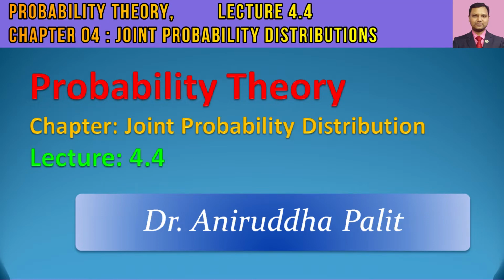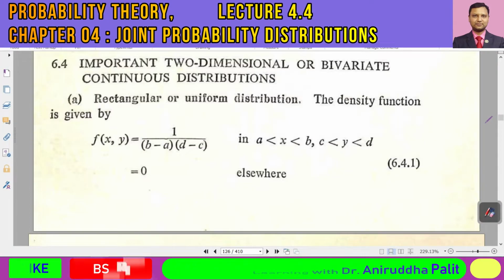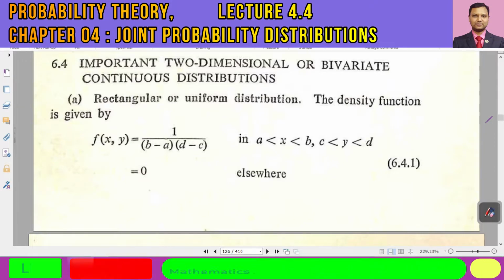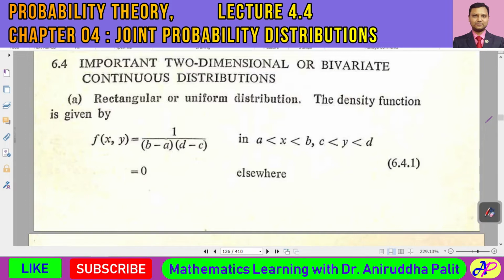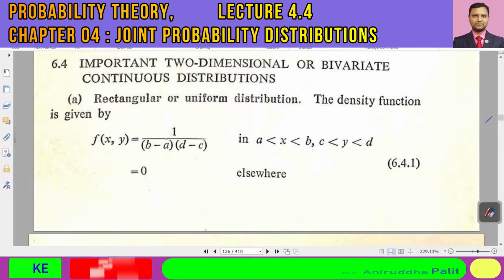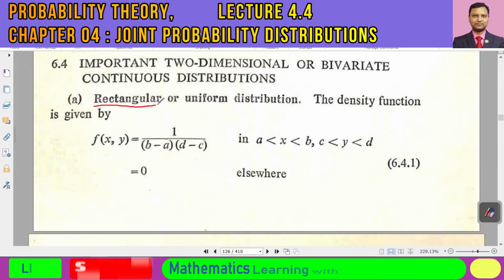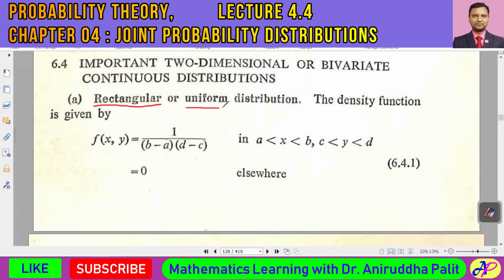Everybody, today we are going to discuss some standard examples on two-dimensional probability distribution, especially two-dimensional continuous probability distribution. Some standard two-dimensional continuous probability distributions. To begin with, we shall discuss this distribution known as rectangular or uniform distribution.